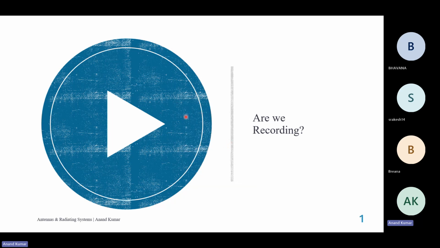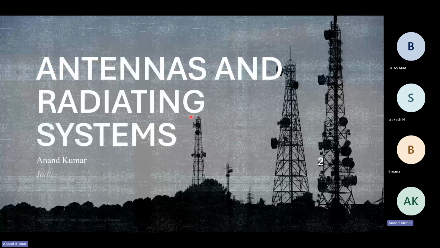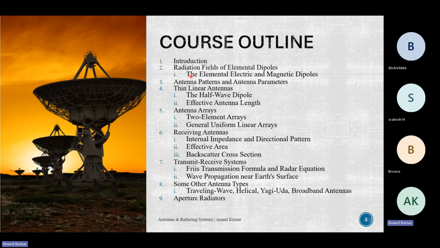This is the second class on antennas and radiating systems, and the previous class we covered introduction and radiation fields of elemental dipoles. So we looked at the elemental electric dipole and the elemental magnetic dipoles. We saw the auxiliary potentials and the far field equations. In this class, we'll start with antenna patterns and antenna parameters.